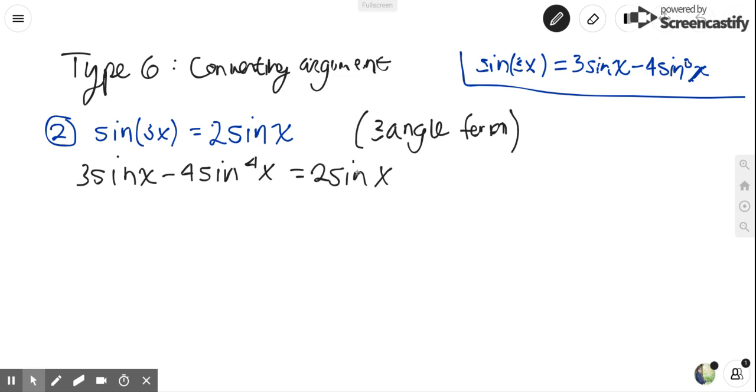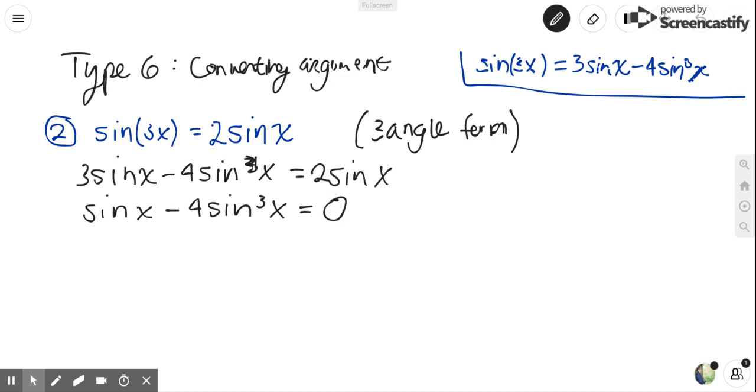What we can do is bring this 2 sine of x on the other side by subtracting it. So here we would be left in that case with just a sine of x because 3 minus 2 is 1, minus 4 sine cubed. I don't know why I wrote a 4 here. That's a 3. So sine cube of x is equal to 0 now.